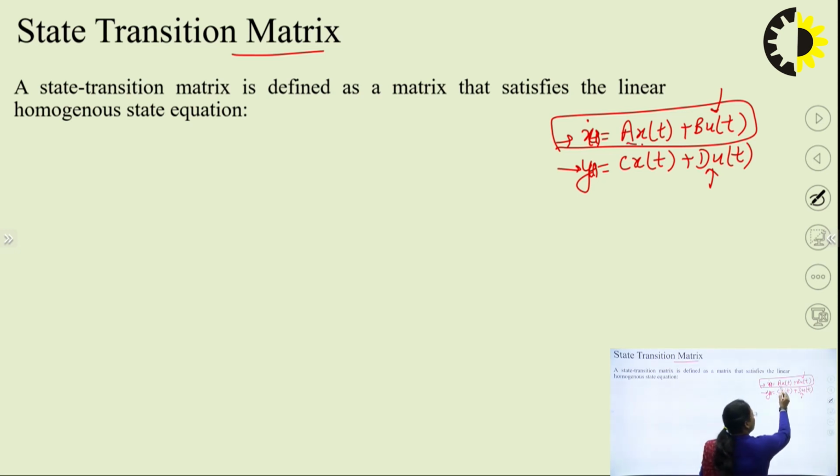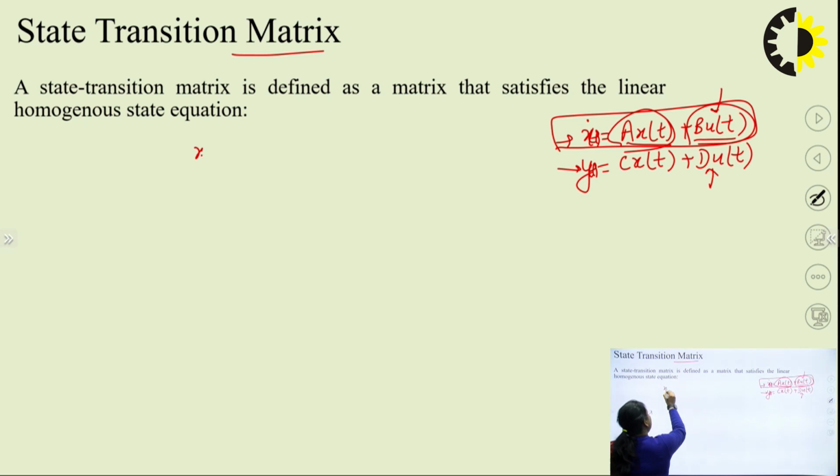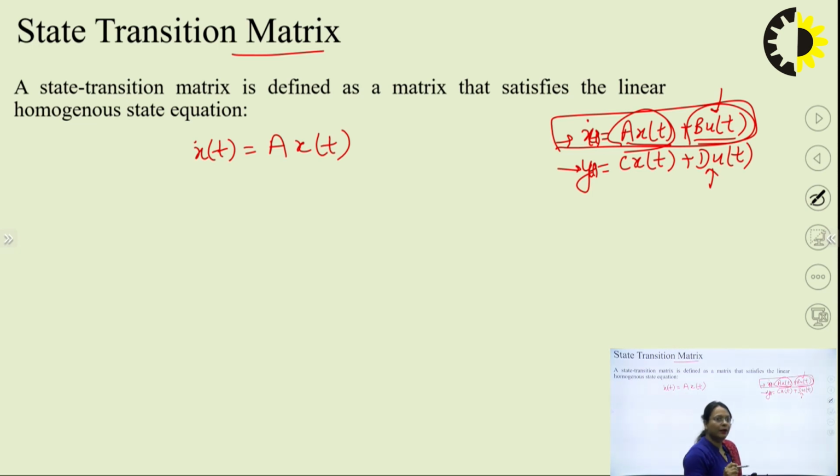Here we have two components, A x t and B u t. A x t is the homogeneous part of the state equation, and B u t is the forcing function. If the input is 0, that means u t is equal to 0, then we are left with x dot t is equal to A x t, which is the homogeneous part of the state equation. So the state transition matrix is a matrix that will satisfy the linear homogeneous state equation.